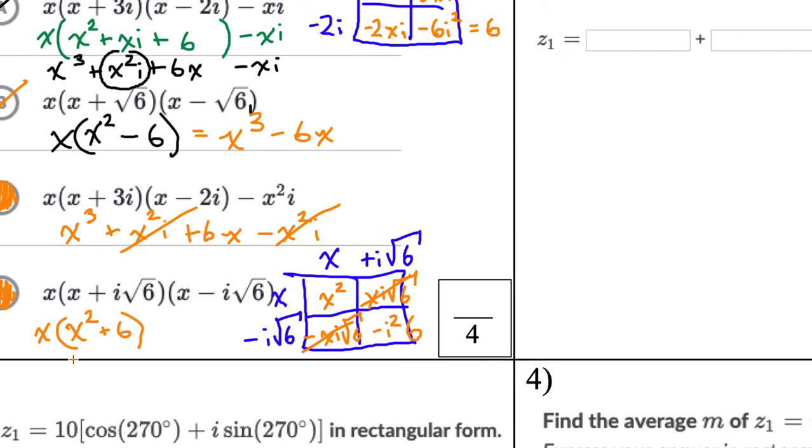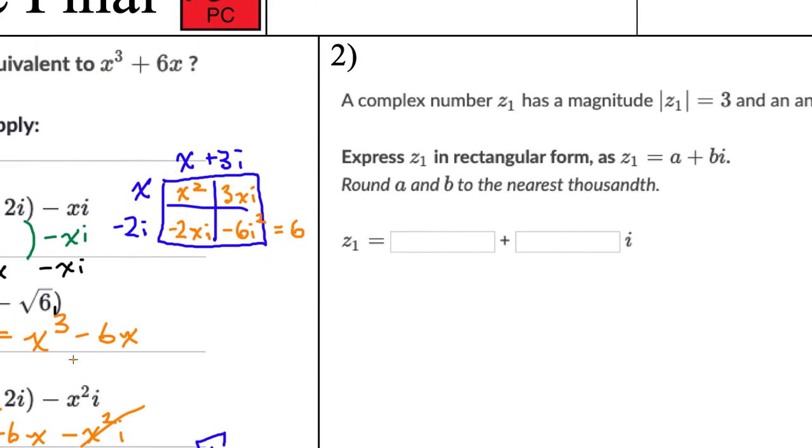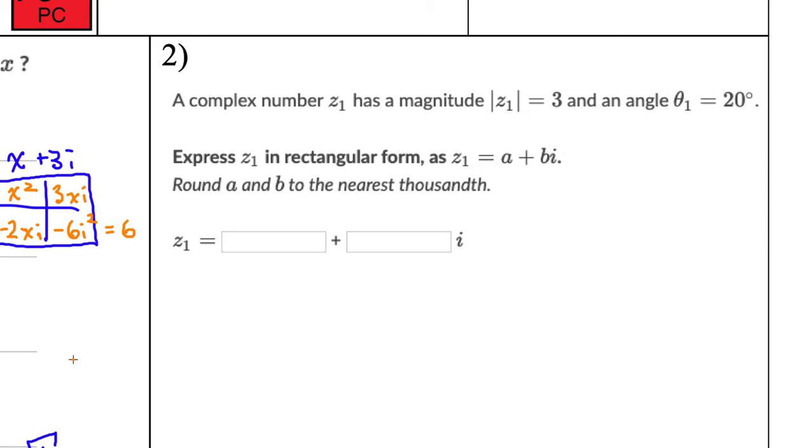I am moving on to question number 2, where I will need a calculator. Question number 2 tells me I need to convert this from polar form. I have a modulus and an argument, and I need to convert that into rectangular form, and I'm going to be rounding. If it ever says round to the nearest thousandth, that means you're probably using a calculator. In fact, that's the hint I'll give you. If it says round, you're using a calculator.